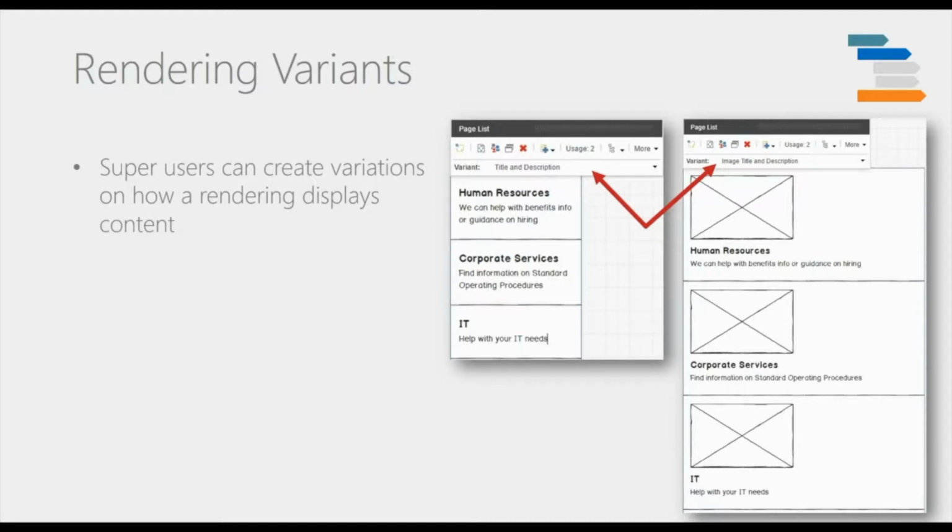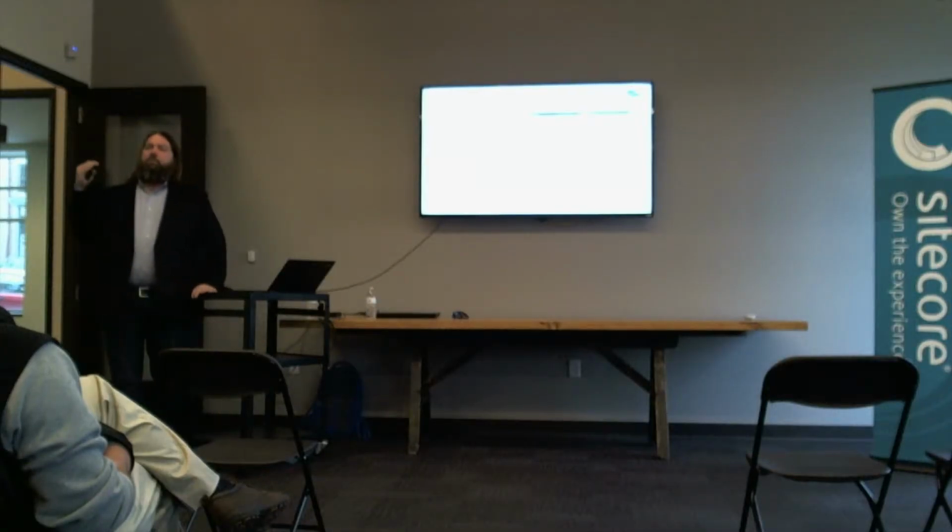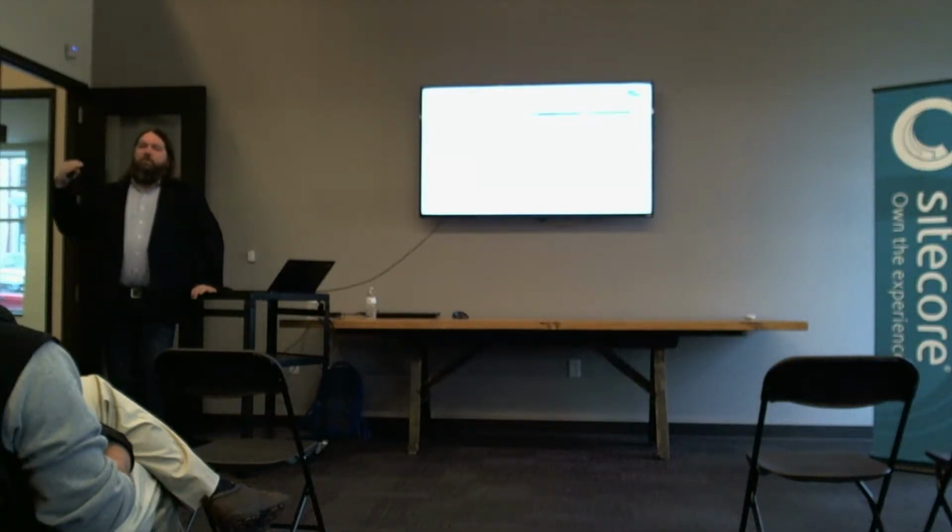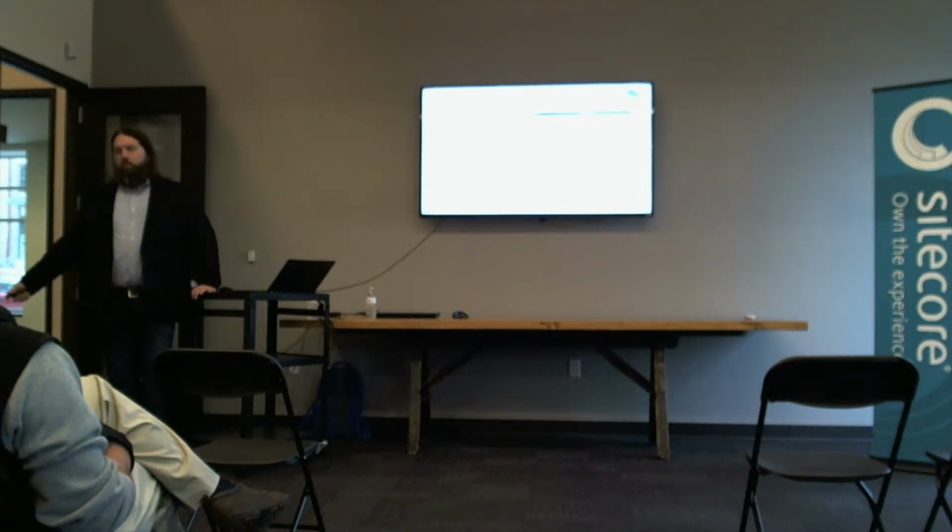So we can take that, and the default variant that comes out of the box with it only shows the title of the page. Here I've created a couple of different variants that show the title and the meta description, and then another one that shows the title, the meta description, and an image that's associated with the page also. But again, all of these variants are configured in Sitecore. It doesn't take custom code to do this.